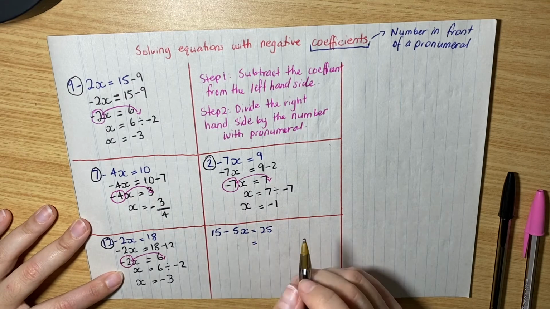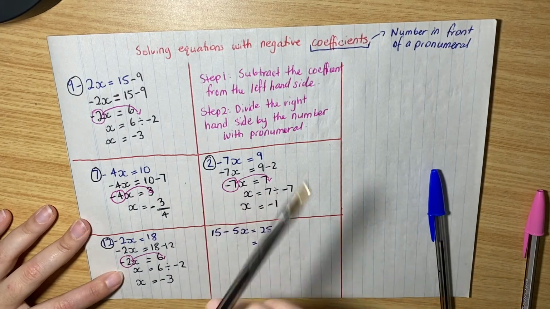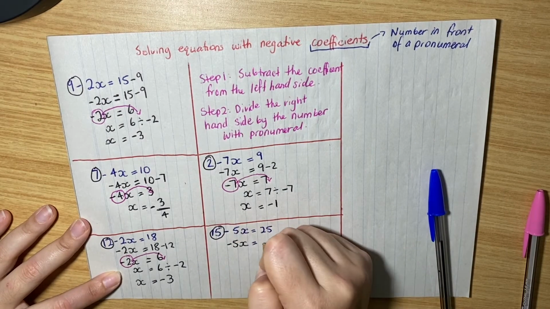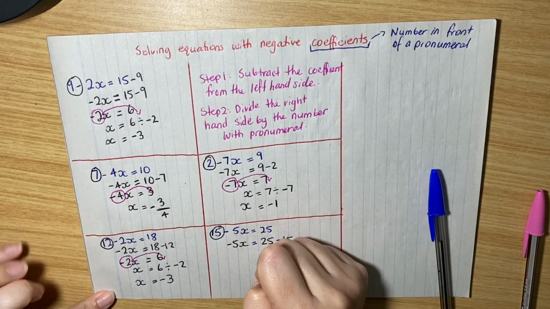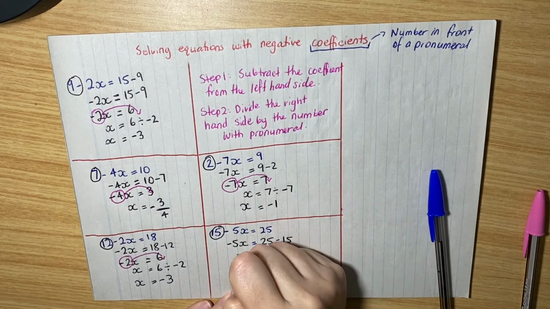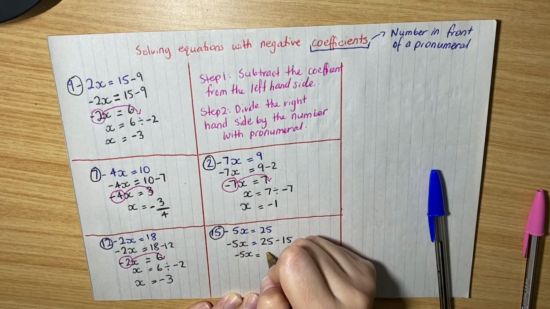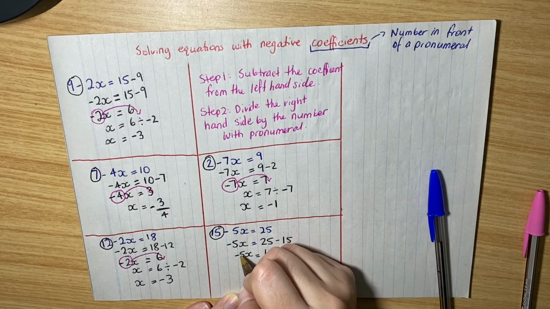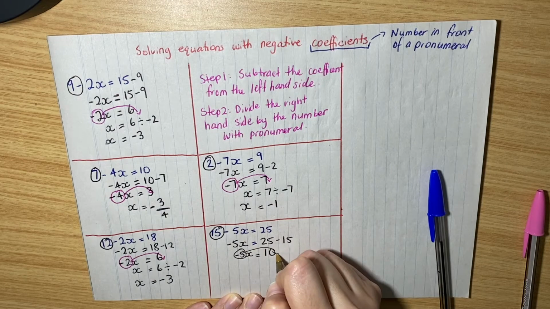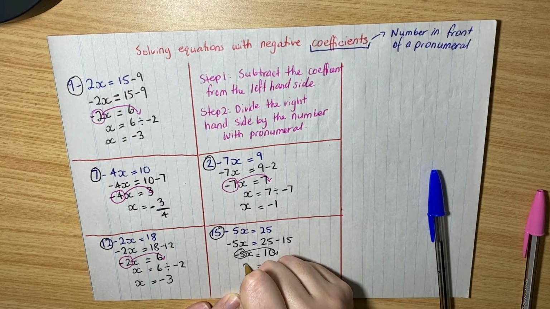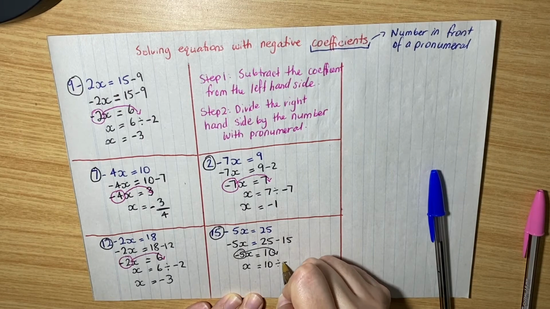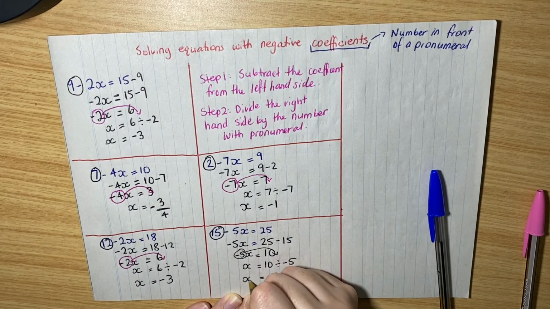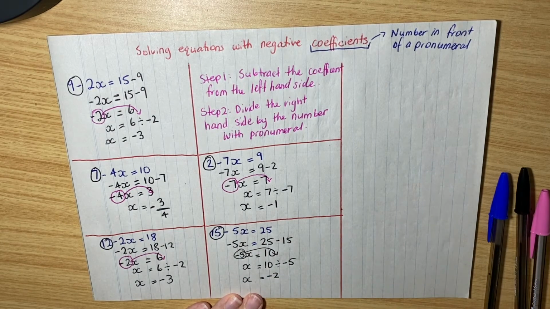All right, okay, so what am I going to do here first? Step 1, subtract the coefficient from the left-hand side. So I'm going to go 15 here. So I get minus 5x equals 25 minus 15. All right, and then so this becomes minus 5x equals 10. Equals 10, doesn't it? Okay, and then to get rid of the minus 5 here, I'm going to move that to the right-hand side. So to get x alone, I'm going to go 10 divided by minus 5 equals minus 2. So x equals minus 2. All right, let's keep going.